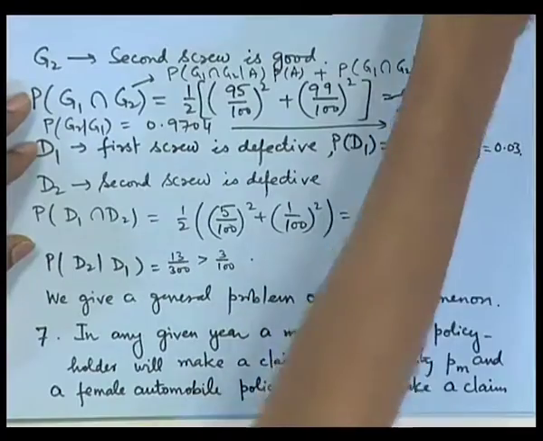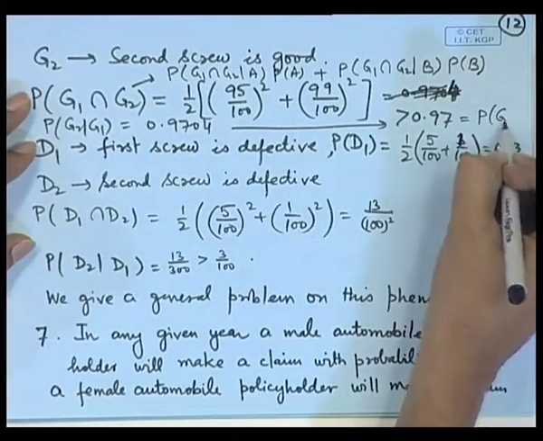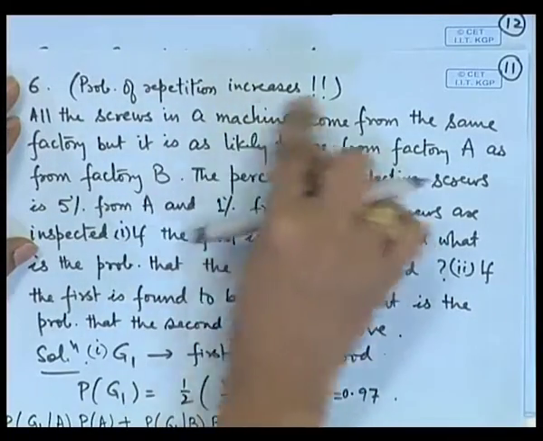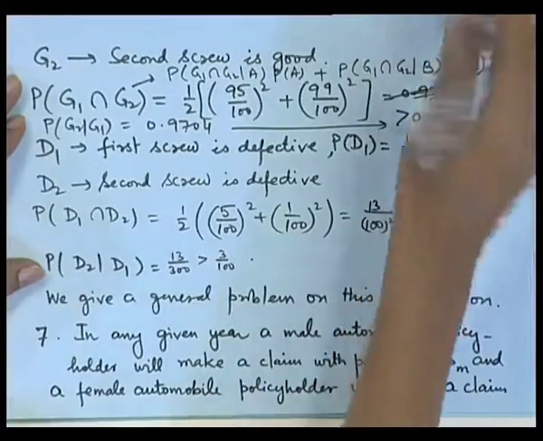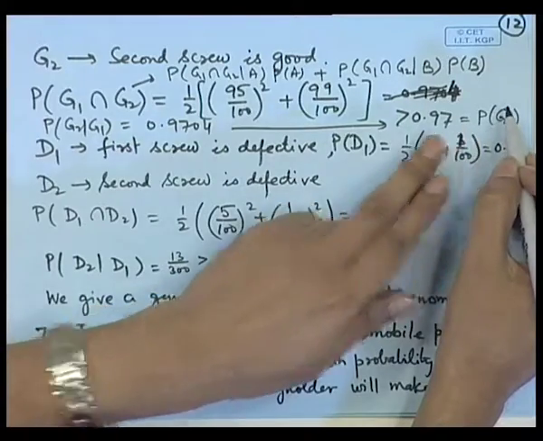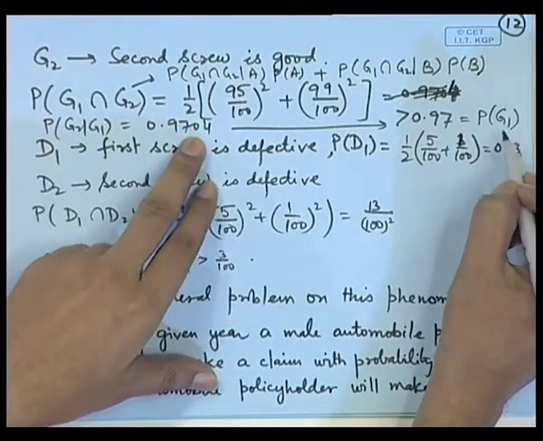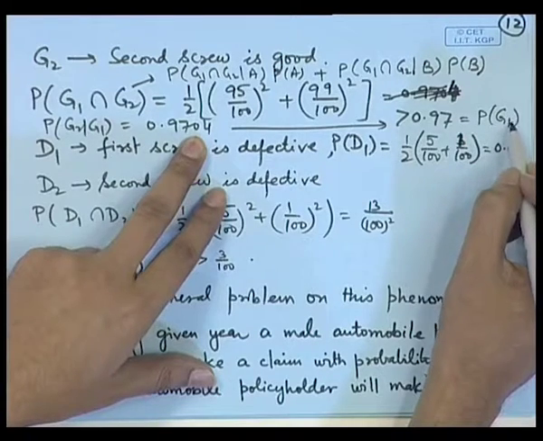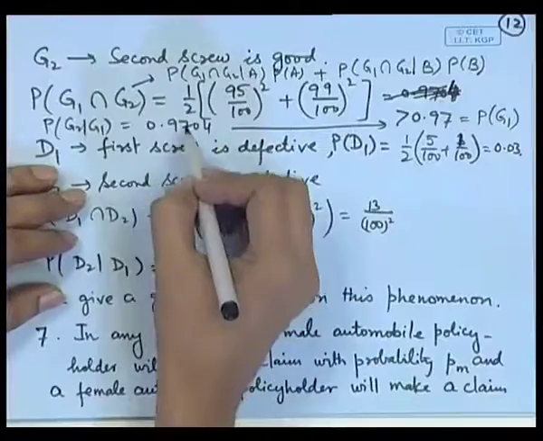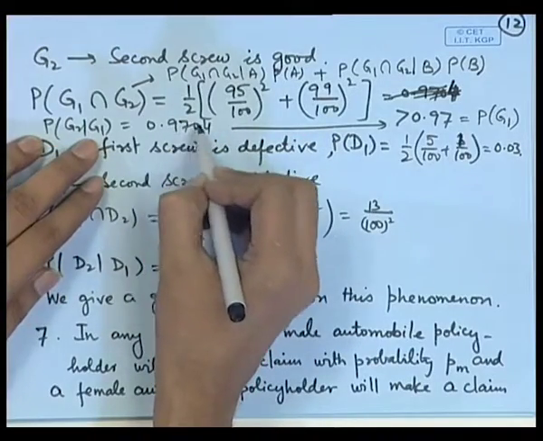that is the probability of G1. So, this supports the comment that I made in the beginning, that the probability of repetition of a certain event increases. We are saying that if a screw is good, then the probability that the second one is also good is higher. That means if it is found to be good, the supplier is likely one of the good ones, and therefore the second trial will have a higher probability of being good. So, probability of G2 given G1 becomes 0.9704.